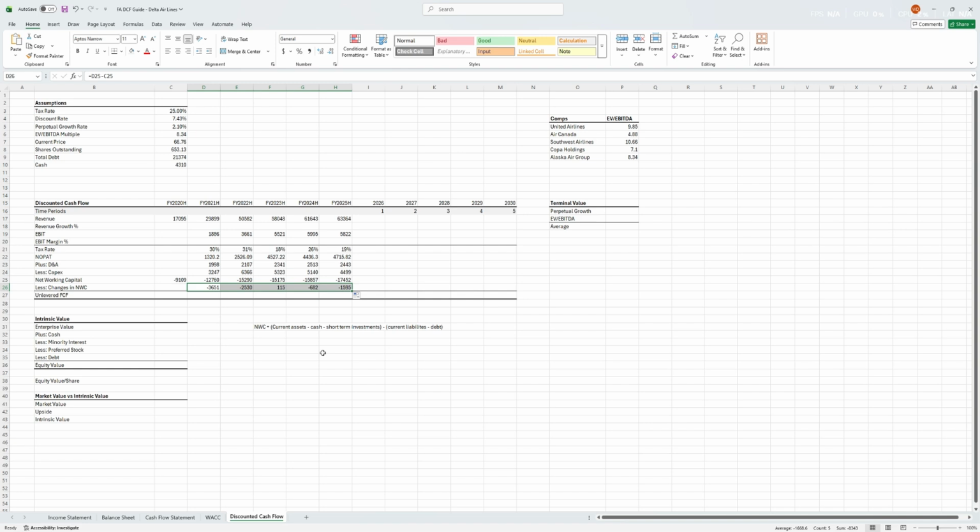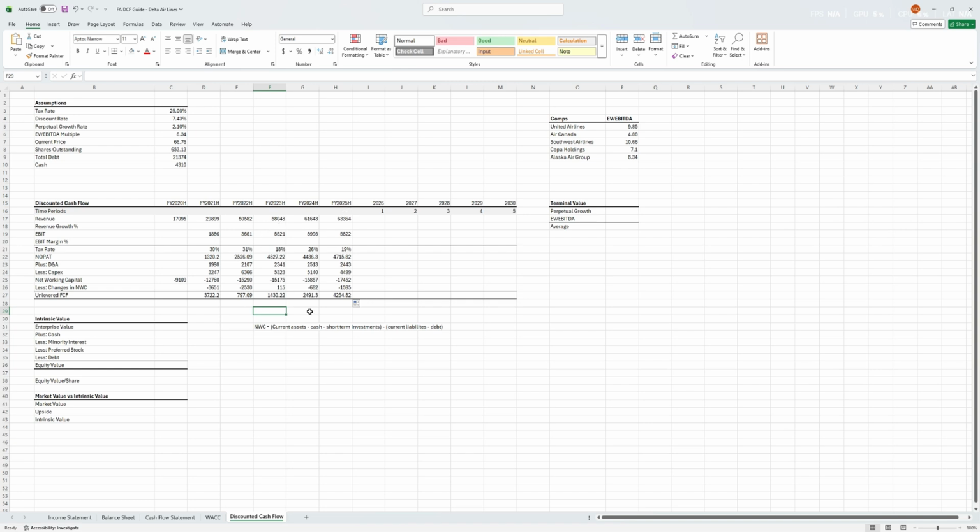So now we can walk down to unlevered free cash flow. In this case, we can do an equal sign. We'll do our NOPAT, which is just the operating income after taxes. We are then going to add depreciation and amortization. We'll subtract CapEx, and then we're going to subtract changes in net working capital. And that'll be our unlevered free cash flow for 2021. And then drag this formula over, and now we have our unlevered free cash flow for these 5 years respectively.